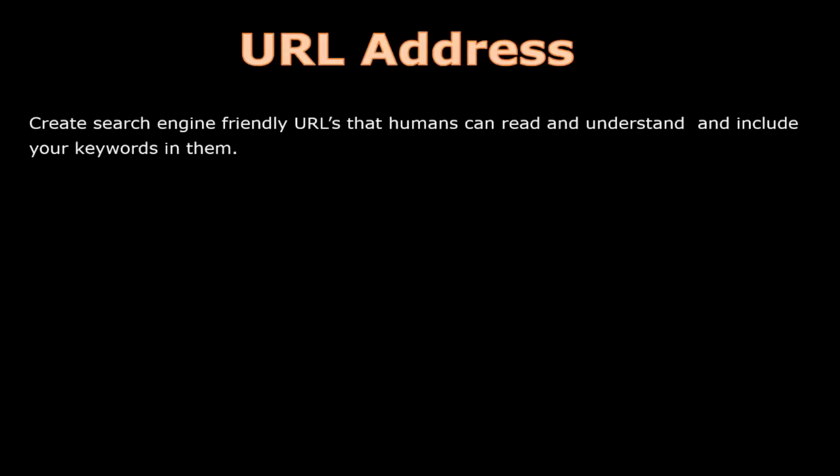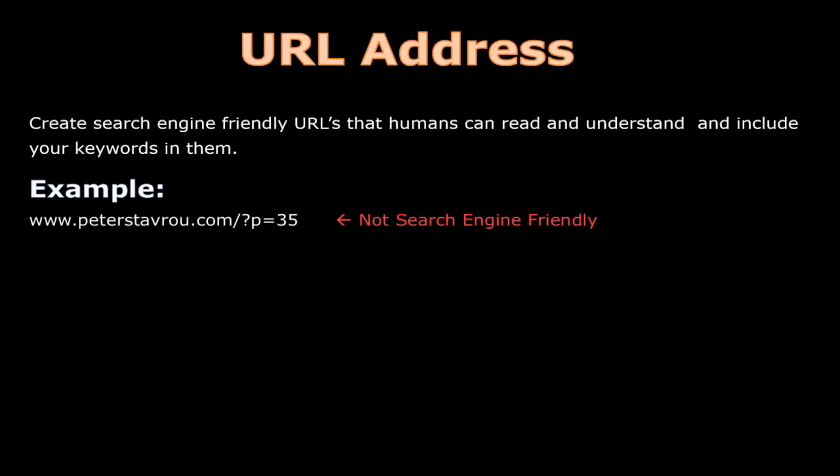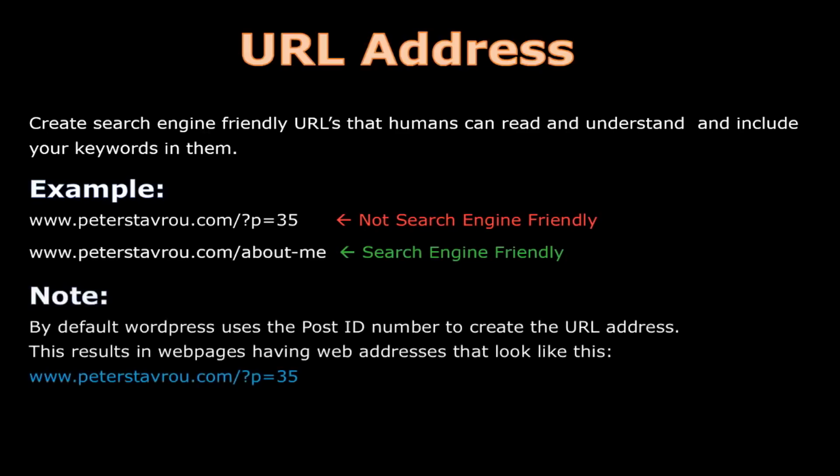URL address. Create search engine friendly URLs that humans can read and understand, and include your keywords in them. For example, this is the default URL structure that WordPress uses. Now this URL is not search engine friendly. However, this URL is. Can you see the difference? Take note that by default, WordPress uses the post ID number to create the URL address. This results in web pages having web addresses that look like this and are not human and search engine friendly.